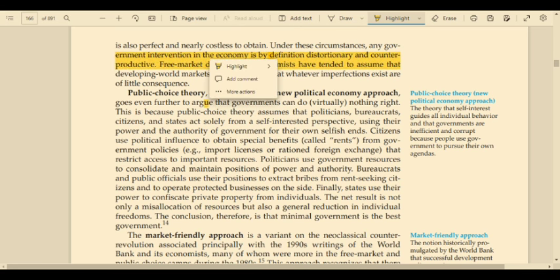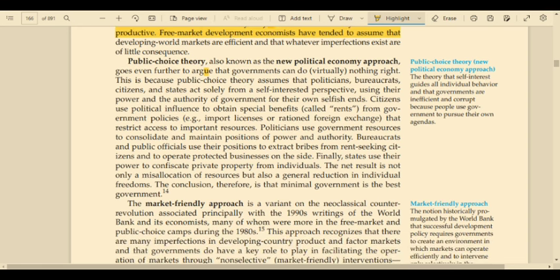outcomes. Now, the second would be our public choice theory. This is also known as the new political economy approach. So this argues that governments can virtually do nothing right. This basically assumes that politicians, bureaucrats, citizens, and states act solely from a self-interested perspective, using their power and authority for their own selfish ends.